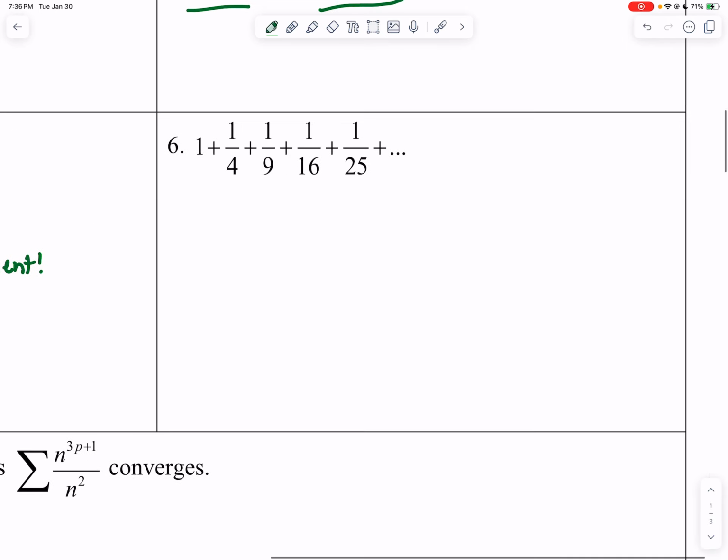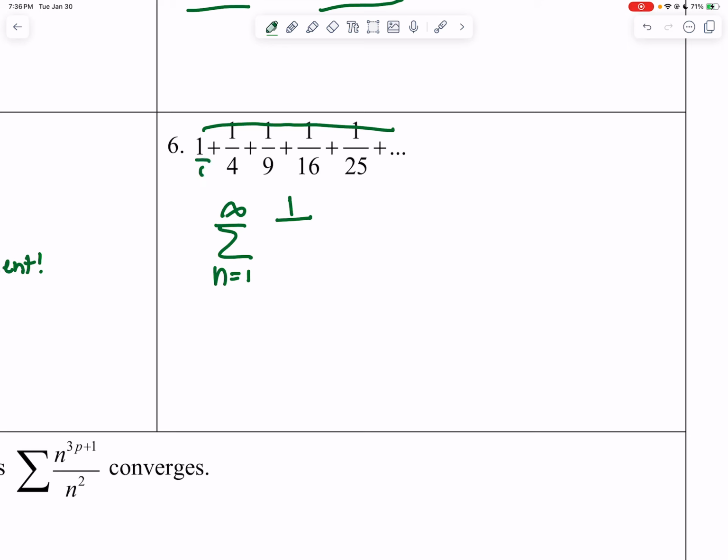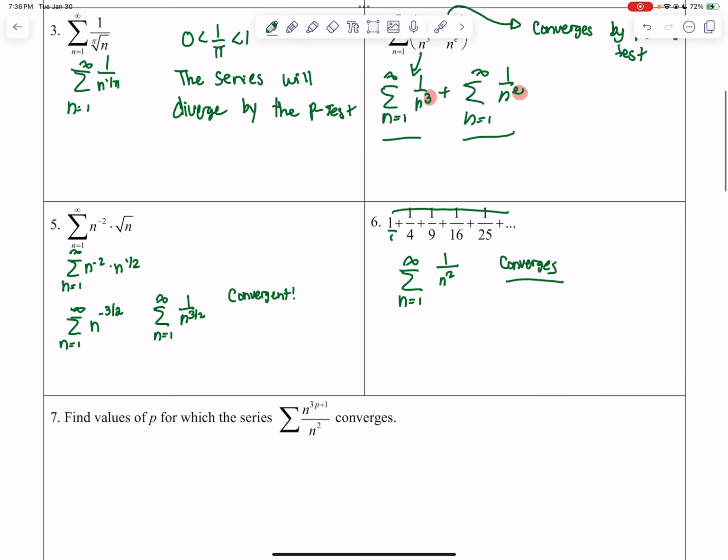Number 6, you kind of have to find the rule for this. You'll see that here I have 1, 1, 1, 1, 1, 1, 1. And then here I have 1, 4, 9, 16, 25, which is just n squared. And since 2 is greater than 1, we know that my series will converge.